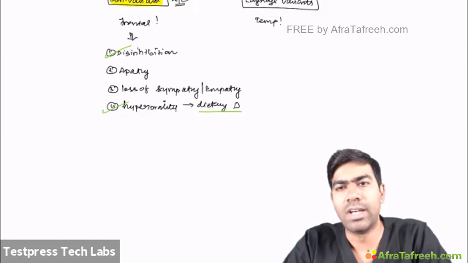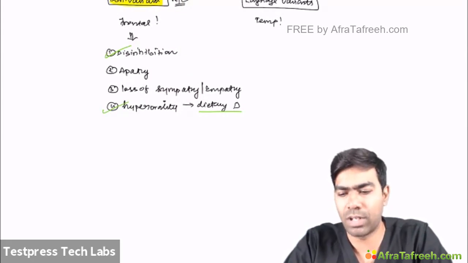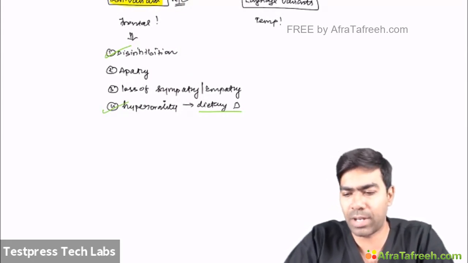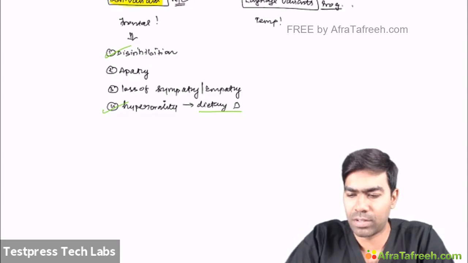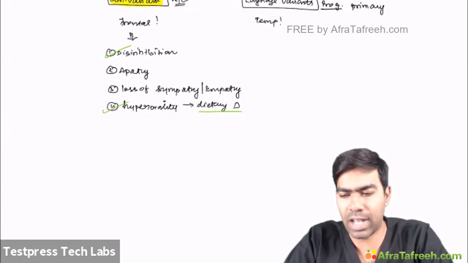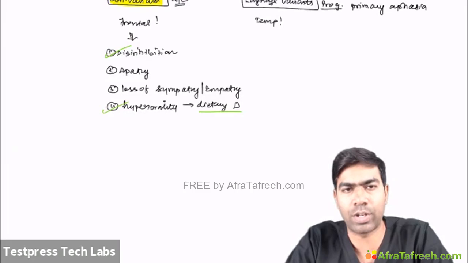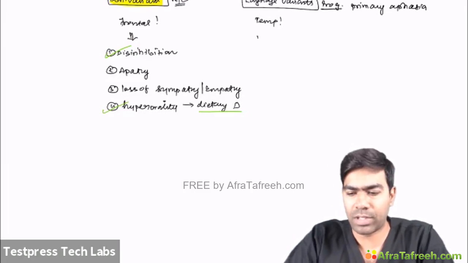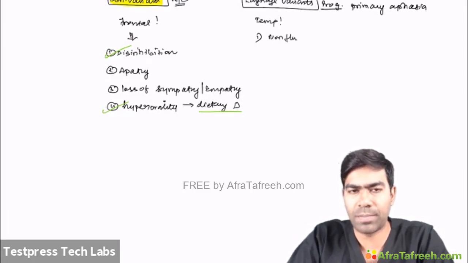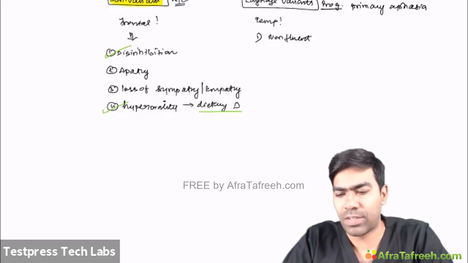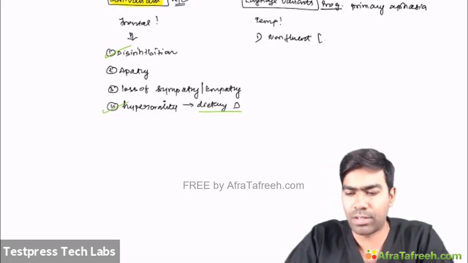As far as the language variant is concerned, we call them progressive primary aphasia. And the most important area that will be affected in the language variants is the temporal lobe. That's where the involvement is going to be. So as I told you, you're going to have 3 different types in this. One is called a non-fluent aphasia, otherwise referred to as progressive non-fluent aphasia, also referred to as the agrammatic type of aphasia.